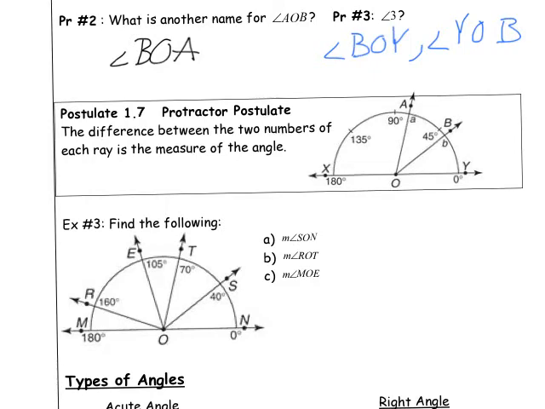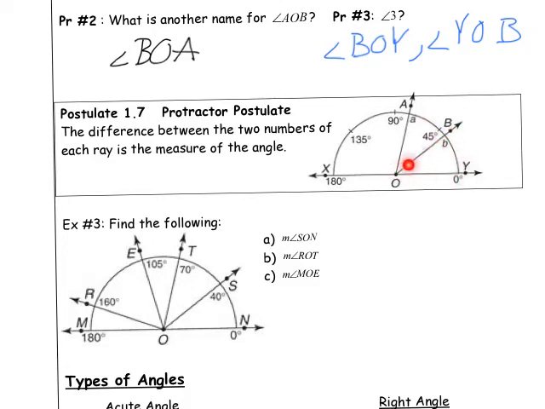We use the protractor postulate when we measure angles. It's just the difference between the two numbers of each ray is the measure of the angle. So if we put a protractor on, we'll usually start at 0 and go to 180. But sometimes you might have an angle that starts right here and ends here. Basically, you just take whatever number this one is on, whatever number this one is on, and if you want the measure of the angle between, you just subtract the two numbers. Obviously, it's easier though if you start at 0.